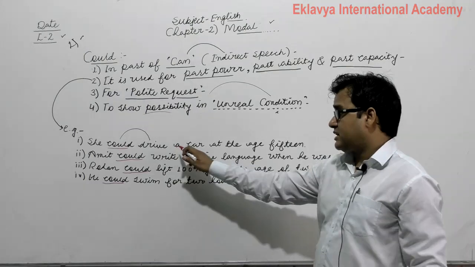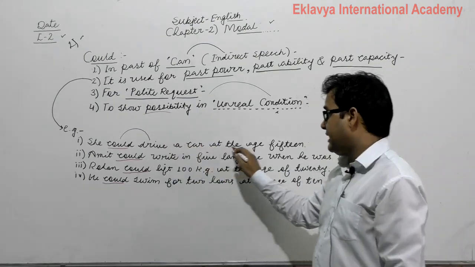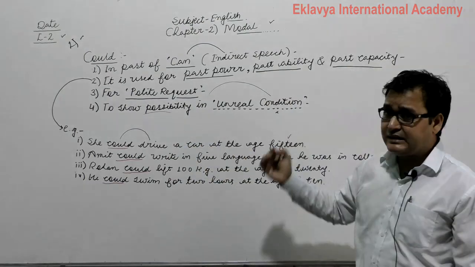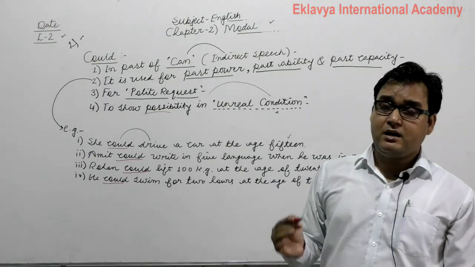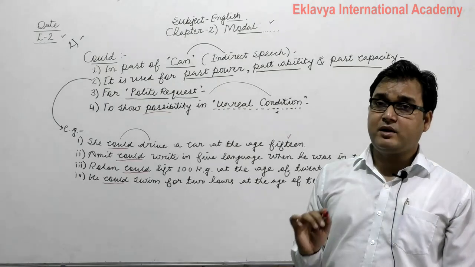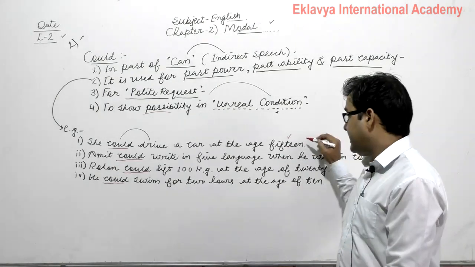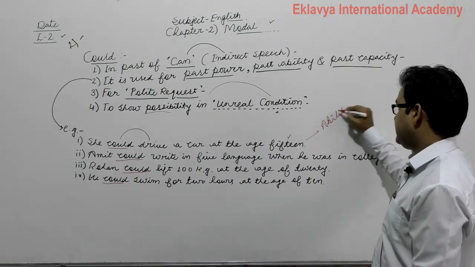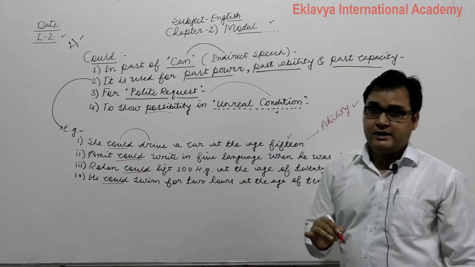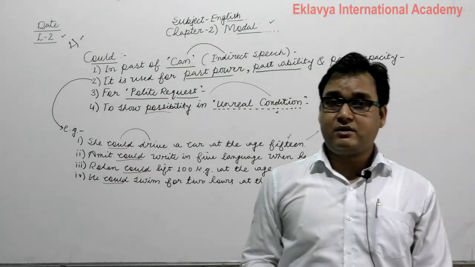ओके, शी कुड ड्राइव ए कार एट द एज ऑफ 15. 15 साल की उम्र में वह कार जो है ड्राइव कर सकती थी. इट मीन्स दैट कार को ड्राइव करने की उसमें क्या थी? एबिलिटी थी. कार को ड्राइव करने के लिए पावर नहीं चाहिए और ना ही कैपेसिटी चाहिए.